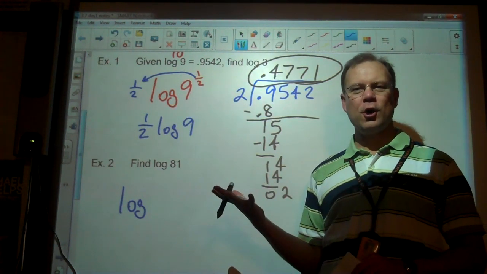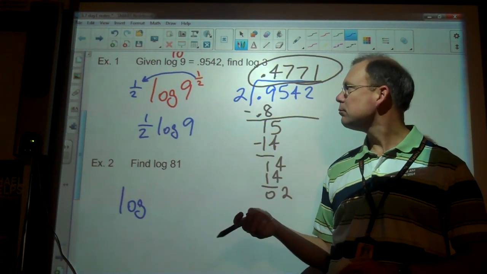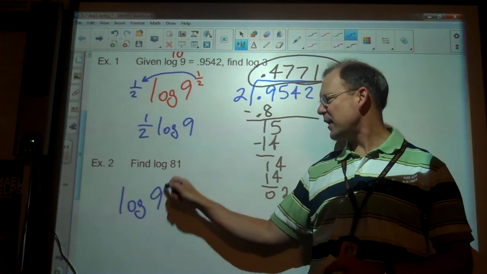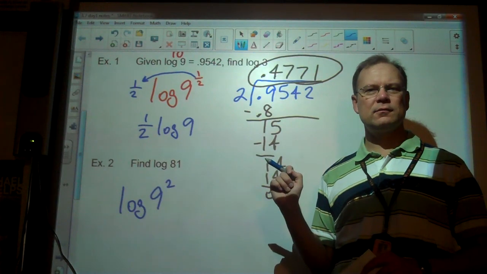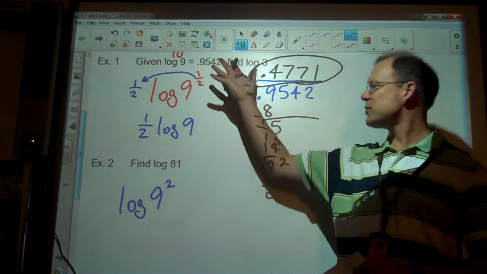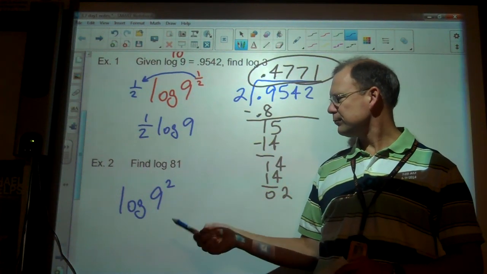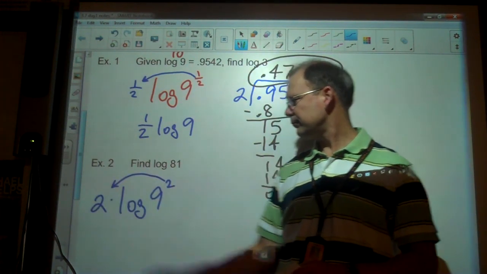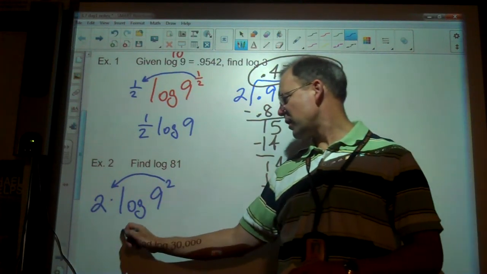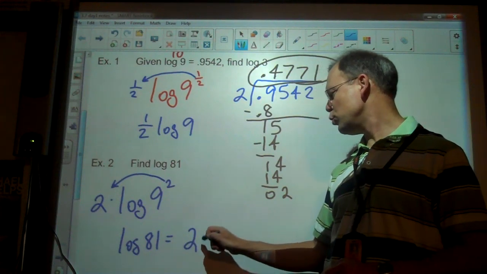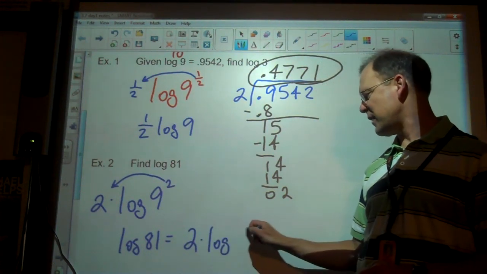So powers you should know. 81 is 9 squared, right? So this will be similar to the last one. Use your power property. So the log of 81 is equal to 2 times the log of 9.